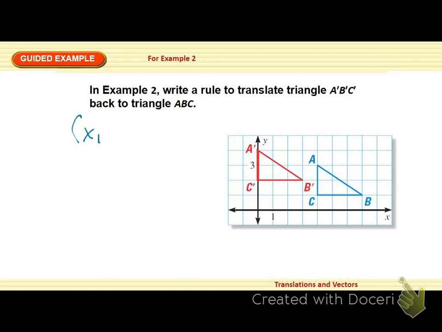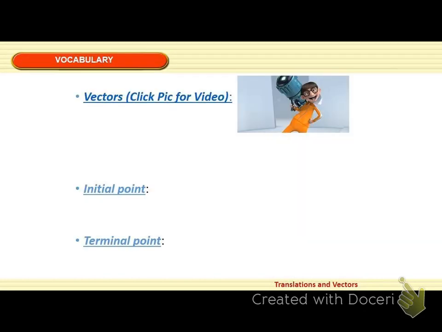Okay, what'd you come up with? Well, remember, we're going from the image to the pre-image. So from A prime over to A. And to get there, we had to go right 1, 2, 3, 4. So we had to go x plus 4, and then down 1, so y minus 1. And that's our rule. Okay? All right, hopefully that makes enough sense.